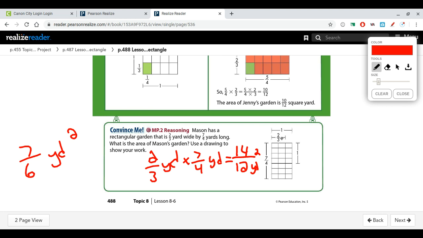So notice that my 2/3 only goes to here. So I'm only using this much of the rectangle, and then I'm using the entire length of the rectangle because I'm using 7/4. So this right here, if I shade all of this in, this represents the area of my rectangle. Now you really just need to be able to read your rectangles. You're not necessarily going to be doing a lot of drawing, but you need to understand what this represents visually.